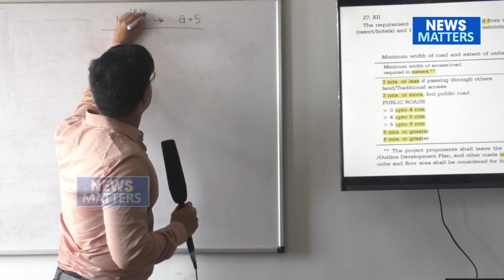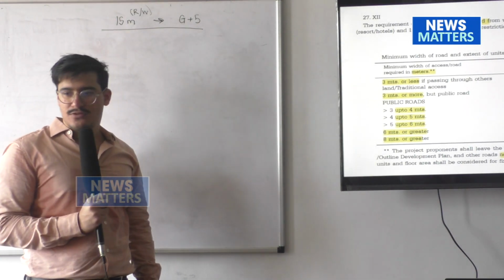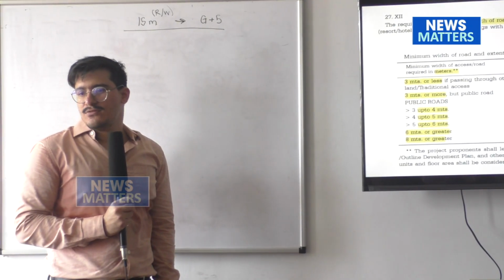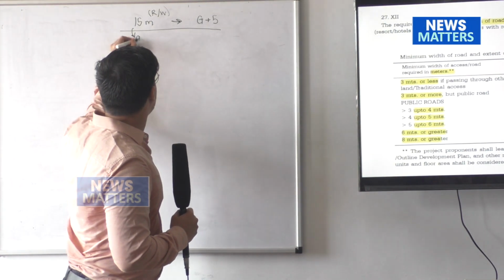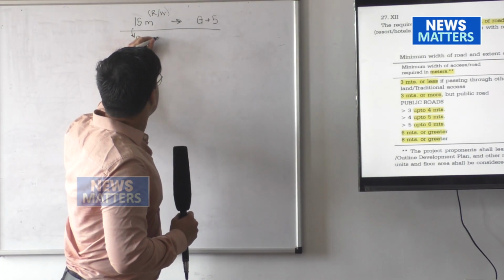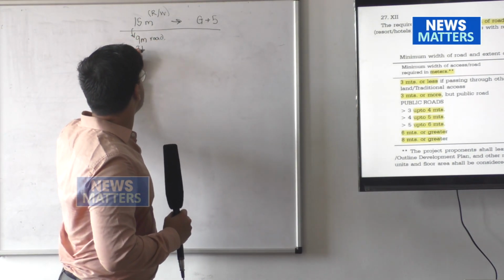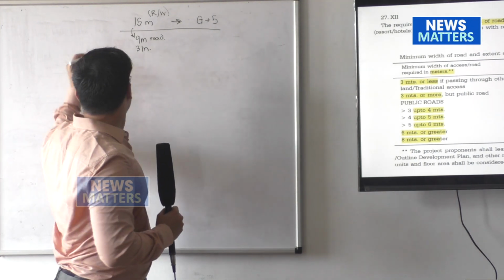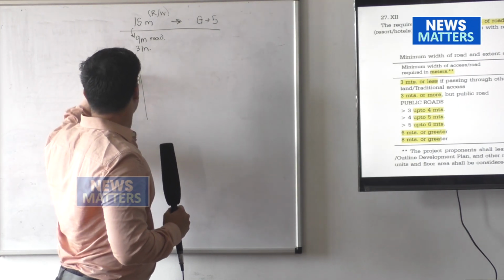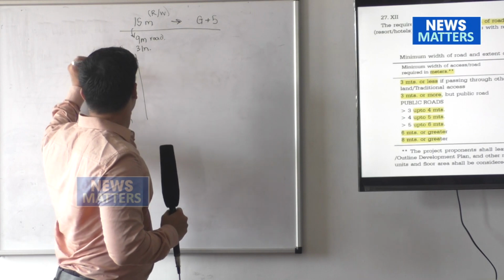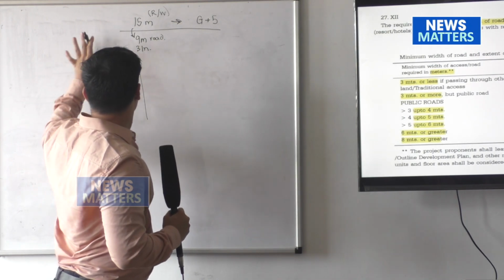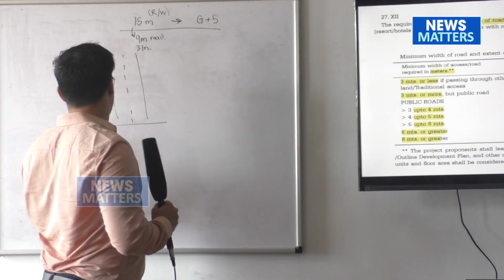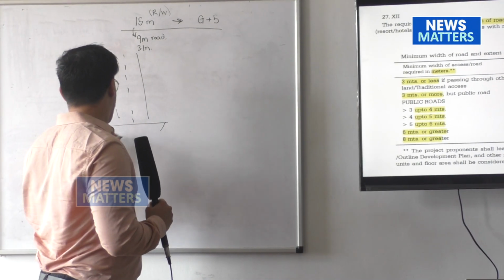And what is one nice thing about the regional plan is they don't use a term like road width, they use the word right of way. So 15 meter right of way means around, I think, a 9 meter road, which is 3 lanes. This would be a 15 meter RW.